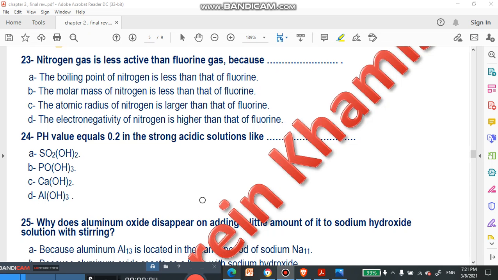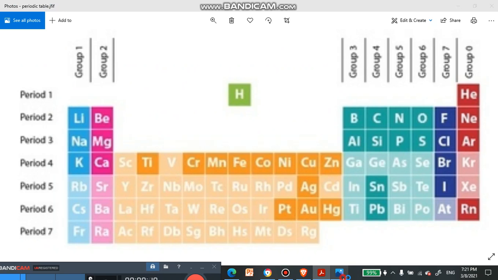Dear students of secondary, we are going to complete our revision of chapter 2. We stopped at question 23. Nitrogen gas is less active than fluorine gas. Why? When we look at the periodic table here, we have nitrogen and fluorine.